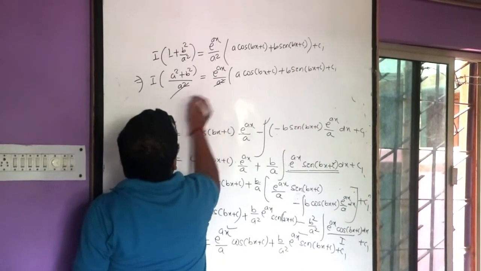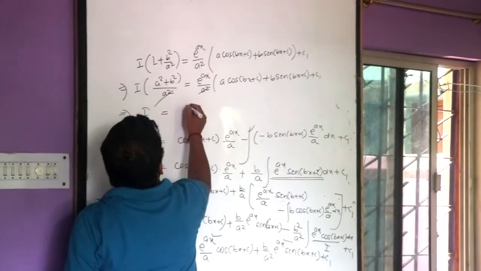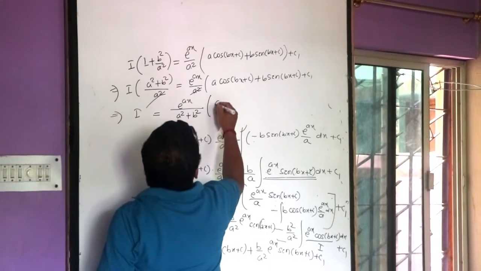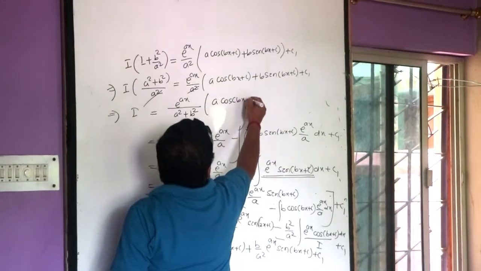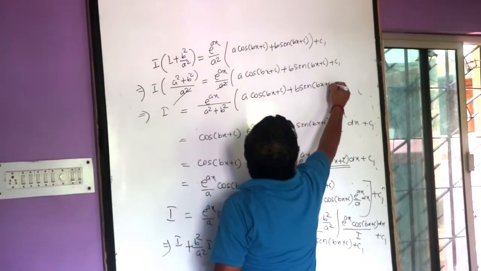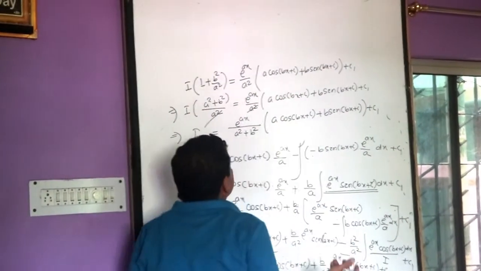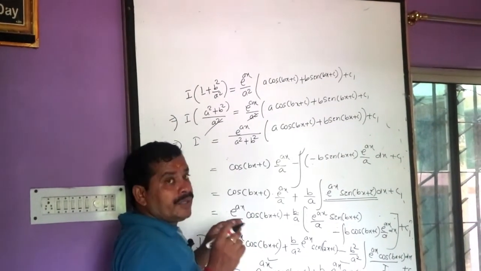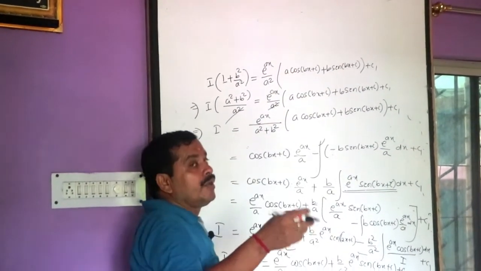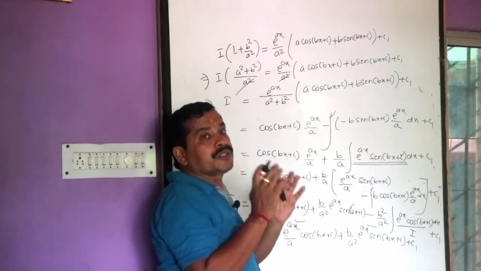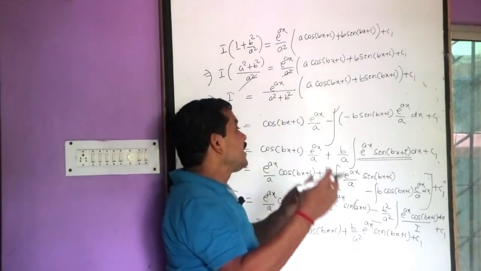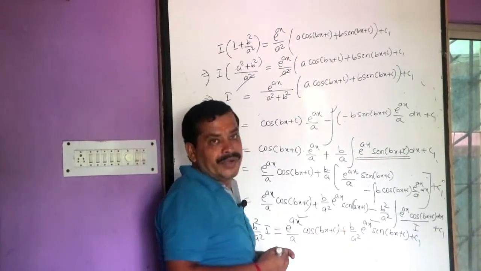So cancelling a square, we have I equals to e to the power x by a square plus b square into a cos bx plus c plus b sin bx plus c, plus integrating constant c1. That's over. In this case we have to choose this type of integration as I, because the integration is repeated once more. So when the integration is a product of an exponential function and a trigonometric function, the integration will be repeated once more. If we take it as I, then it can be easily evaluated.